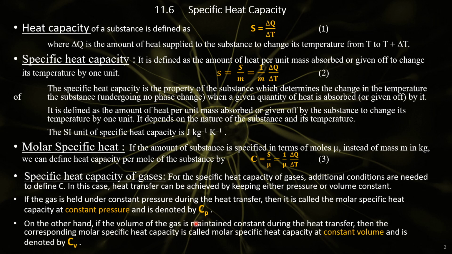Similarly, if the volume of the gas is maintained constant during the heat transfer, then the corresponding molar specific heat capacity is called molar specific heat capacity at constant volume, and it is denoted by the letter capital C subscript V.